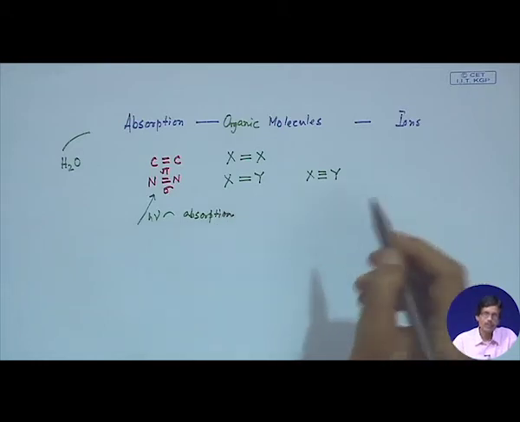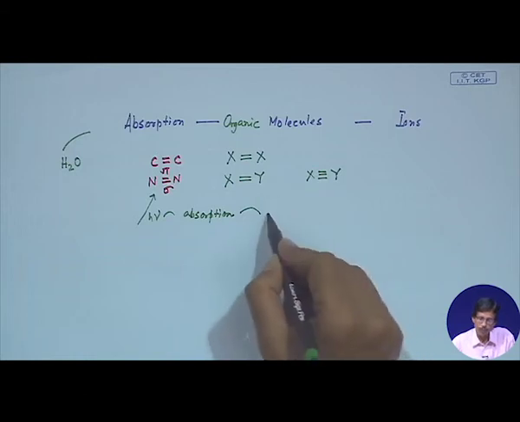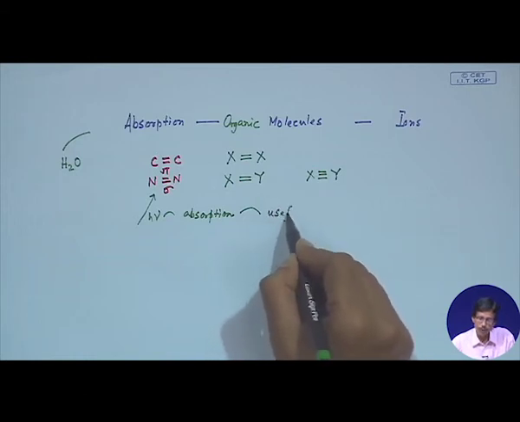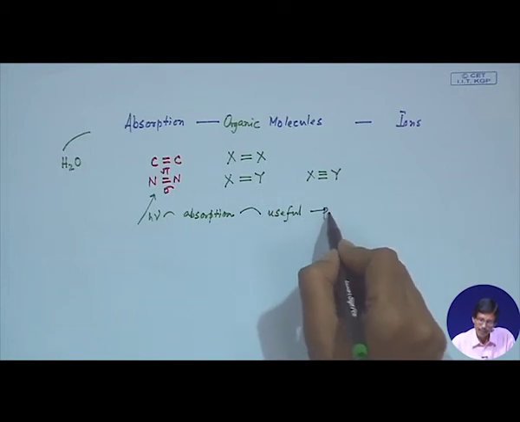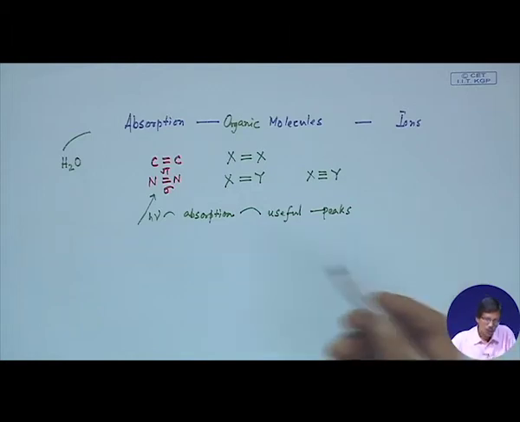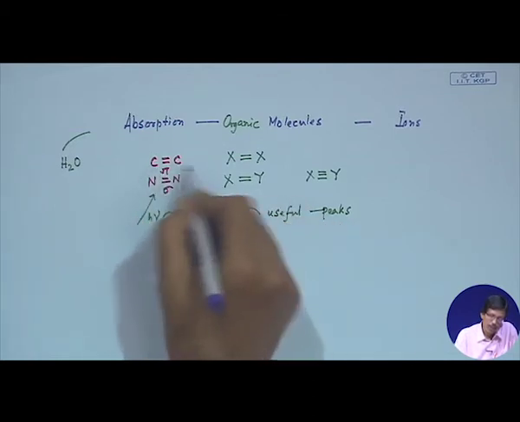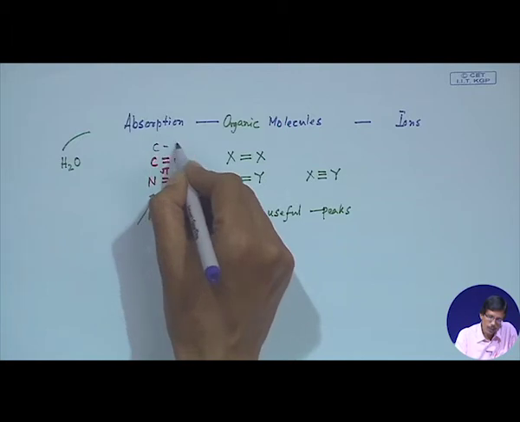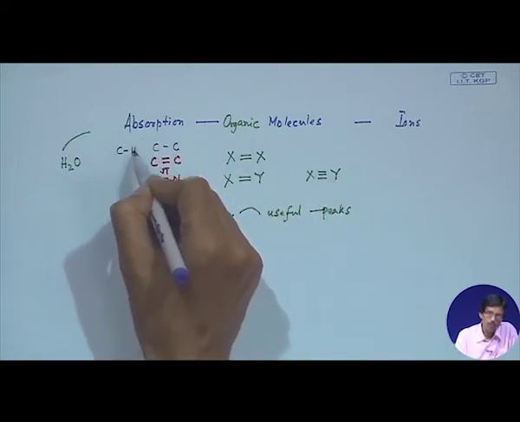So, what happens due to that absorption? The absorption should be useful for our measurements. That means it gives useful peaks in the electronic spectrum. So, in this particular case, when we have all these, not only the CC double bond, we can think of the CC single bond also and the CH single bond also.